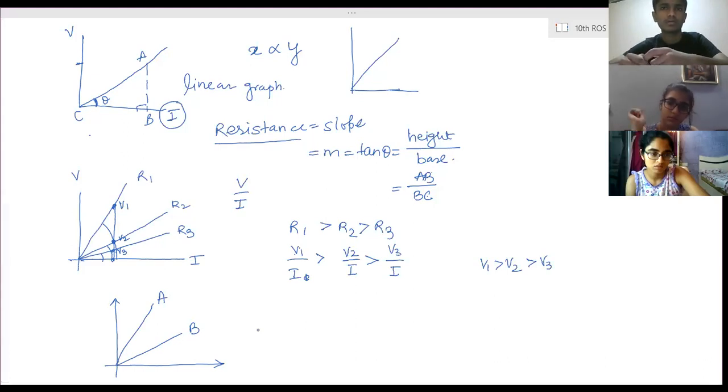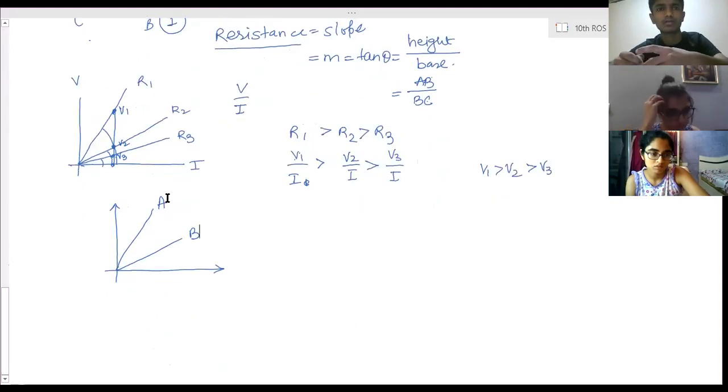Ma'am, which is A or B? The second one. In the second one, this diagram, out of A and B. Yeah? X-axis or Y-axis is the I? Yeah, ma'am. Yes, right.